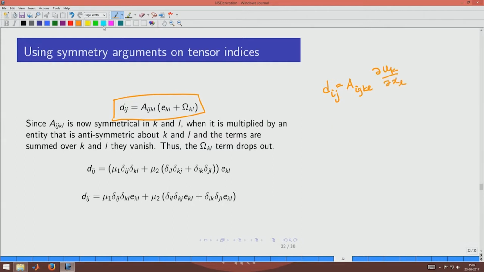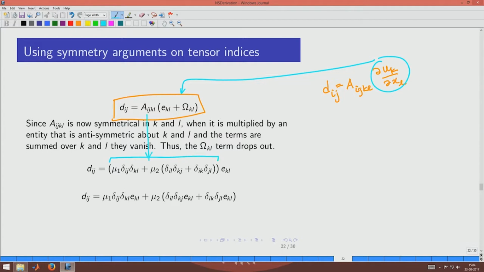And we are writing this part as 2, because we can actually separate the velocity gradient into symmetric and antisymmetric parts. Now we expand A and we write here. So we write this part, which is nothing but the expansion of A.